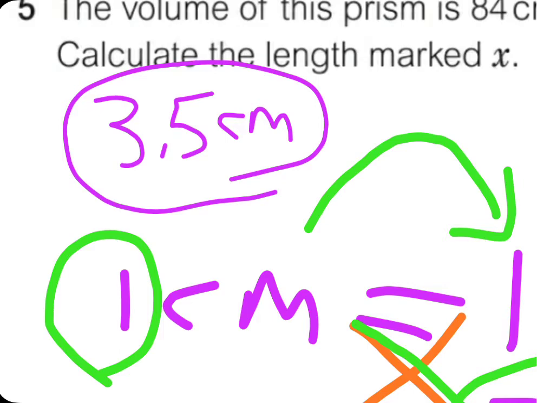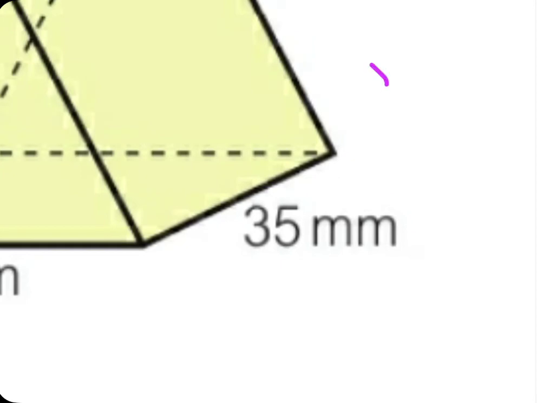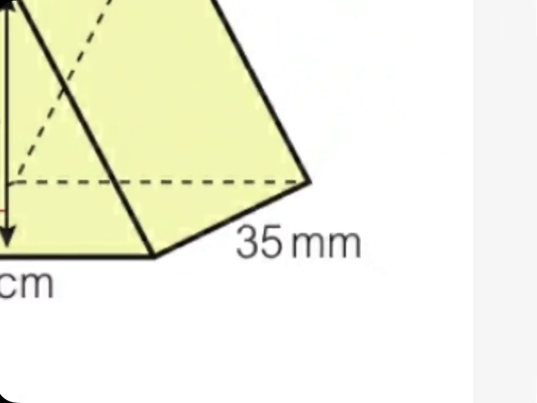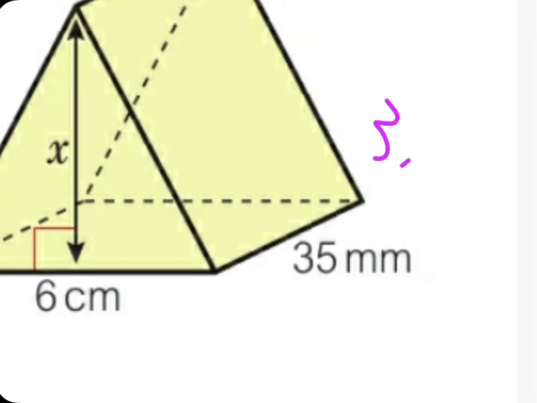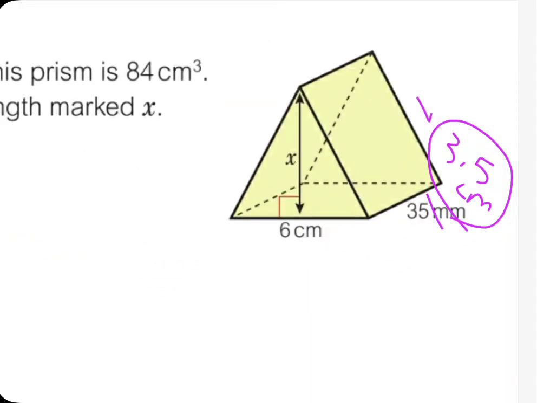Now, let's take a look again at the picture here. So we're going to use 3.5. We're going to write it here. Now, as I told you, we turned 35 millimeters into centimeters and we got 3.5. Now, what are we going to do? We're going to put it here so we won't forget it. So we're going to use 3.5 centimeters instead of 35 millimeters in answering this question.